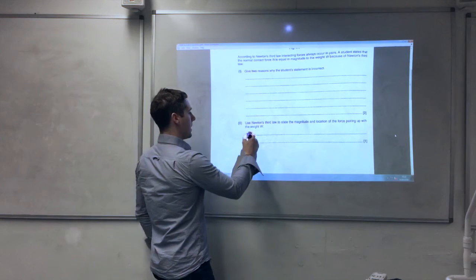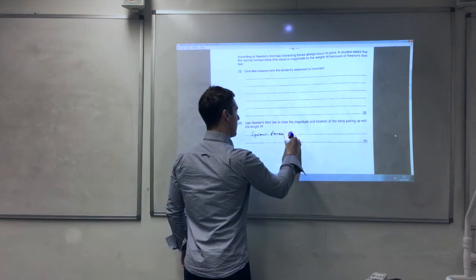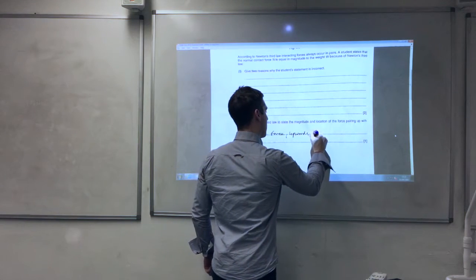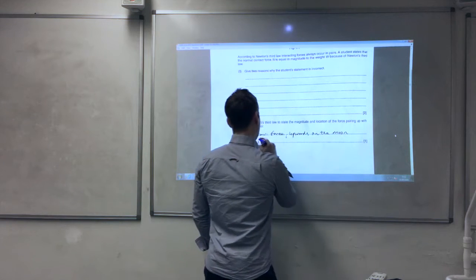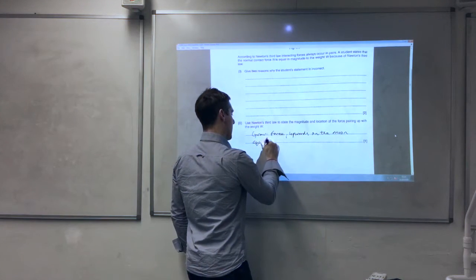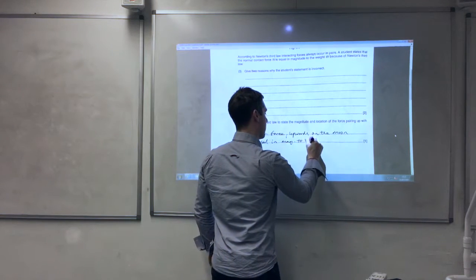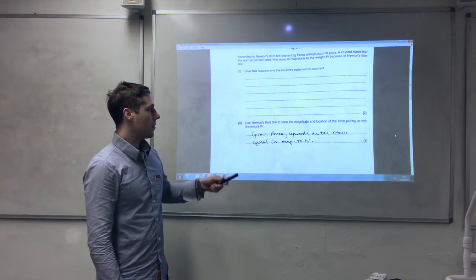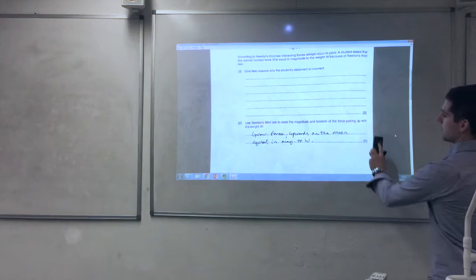So it would be a gravitational force upwards on the moon, and equal in magnitude to W. That's what I would say for that one. So upwards as opposed to downwards for that one. So that's those parts of the question.